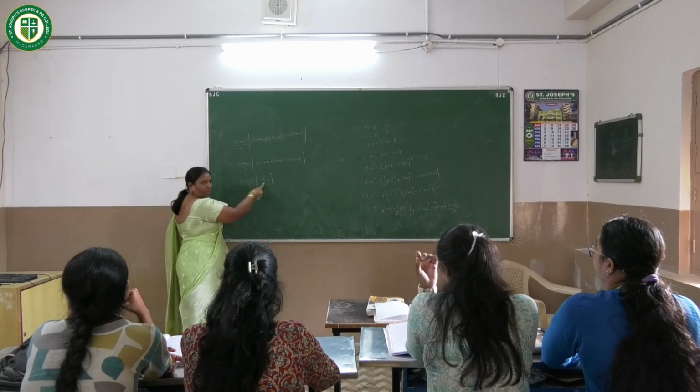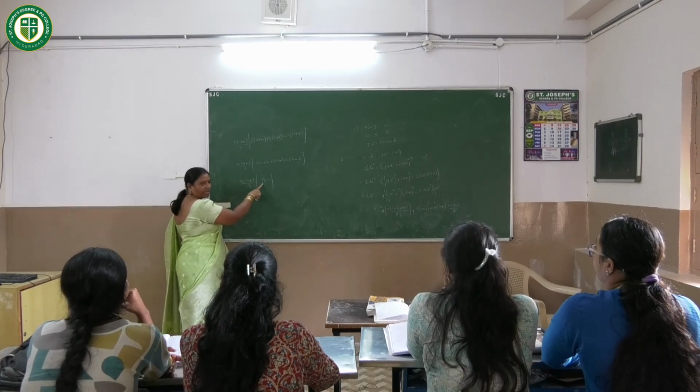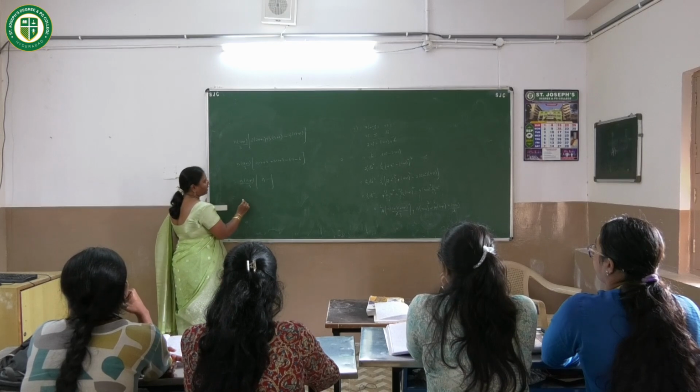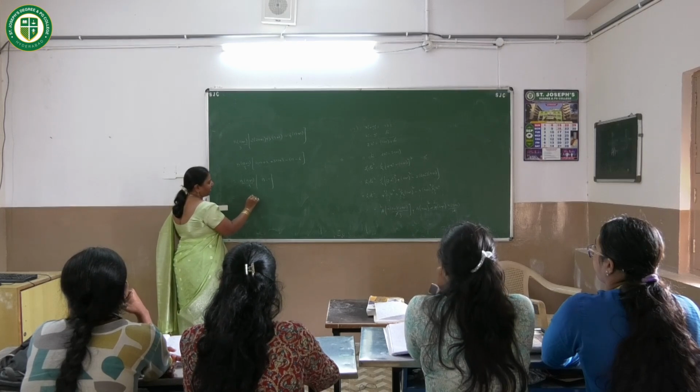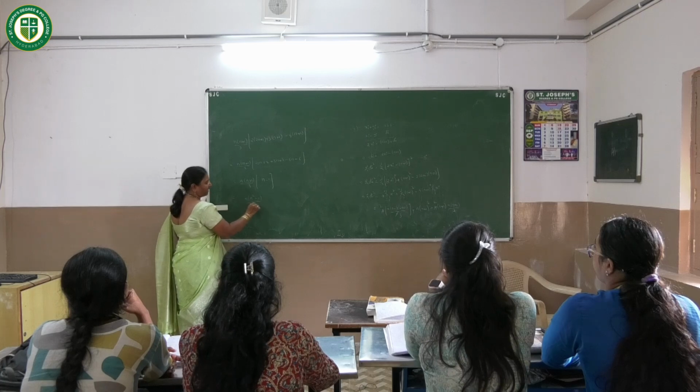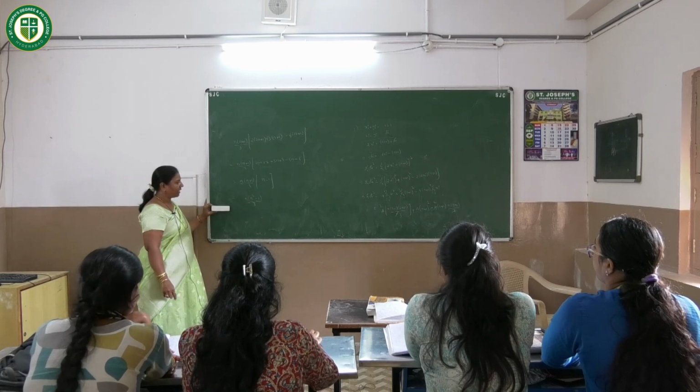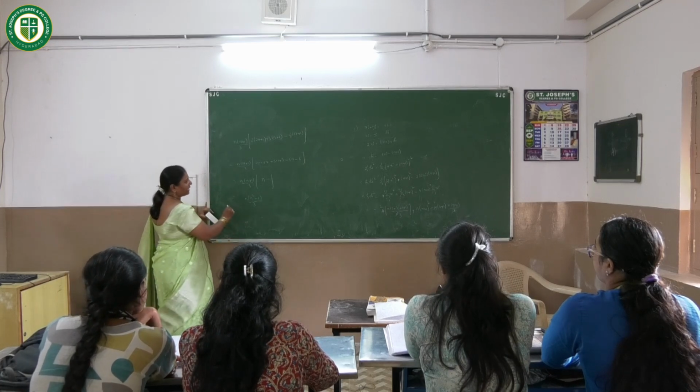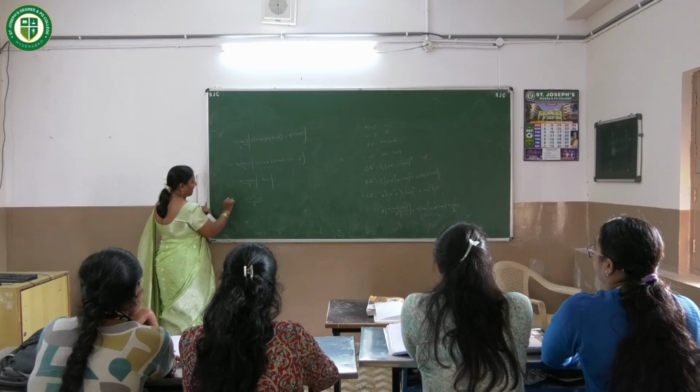n plus 1 into n minus 1, a plus b into a minus b, that is a square minus b square. Similarly you get n into n square minus 1 by 3. This is summation di square.